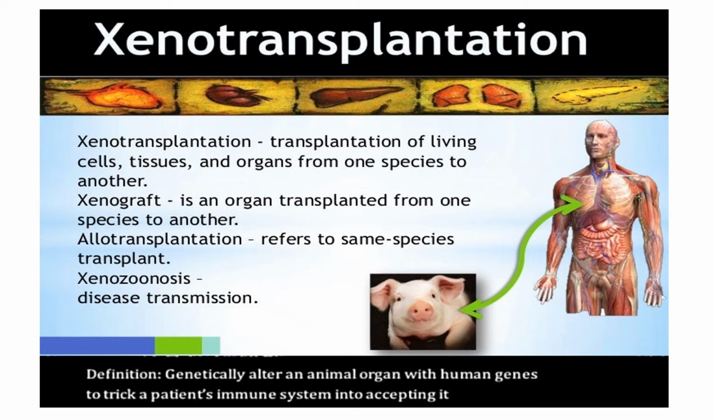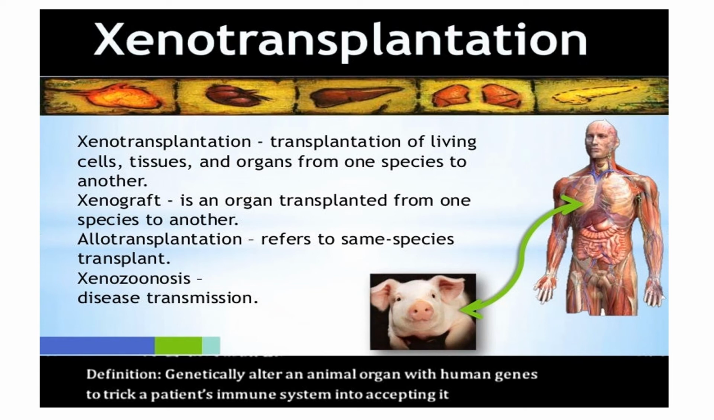Next is xenotransplantation, or the transplantation of organs from one species to another. Xenotransplantation is the transplantation of living tissues, cells, and organs from one species to another. A xenograft is an organ transplanted from one species to another. Allotransplantation refers to same-species transplant, while xenozoonosis is the disease of the transmission.